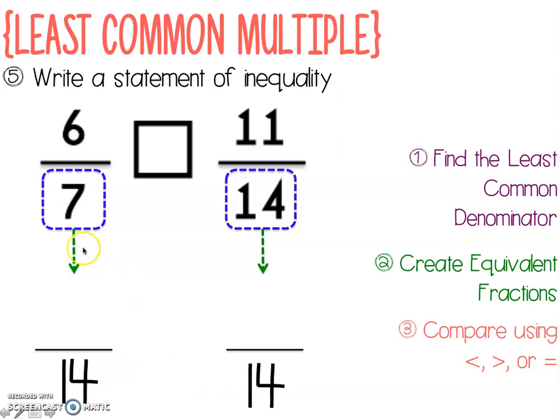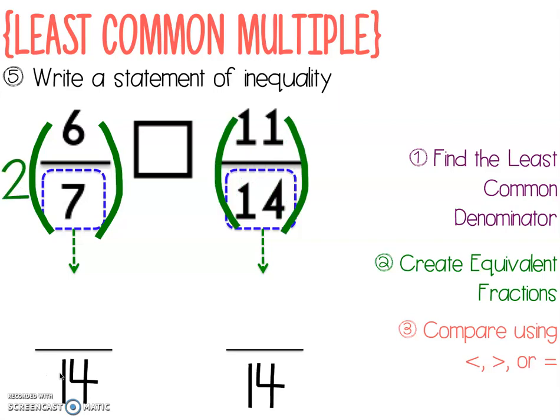So we have to ask ourselves, what would we have to multiply this entire fraction by to get a denominator of 14? In other words, 7 times what would give me 14? We're going to multiply the entire fraction by 2. Okay, 2 times 7 gives us a denominator of 14. 2 times 6 gives us an equivalent numerator of 12.